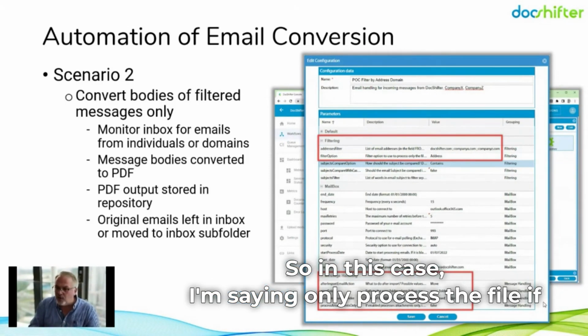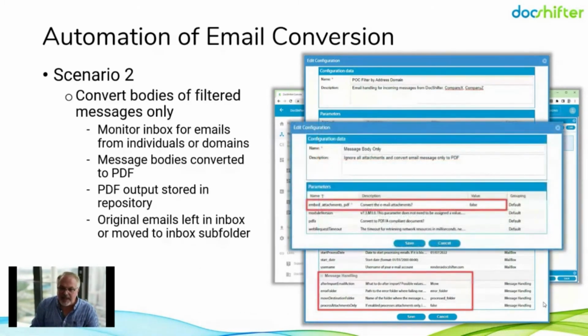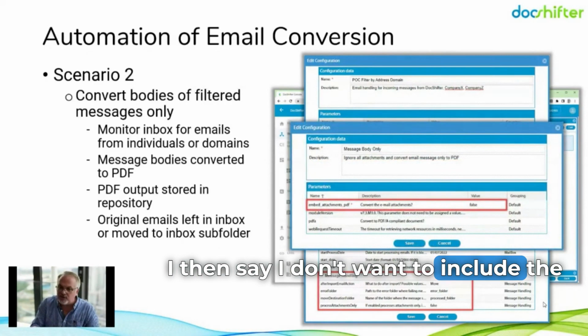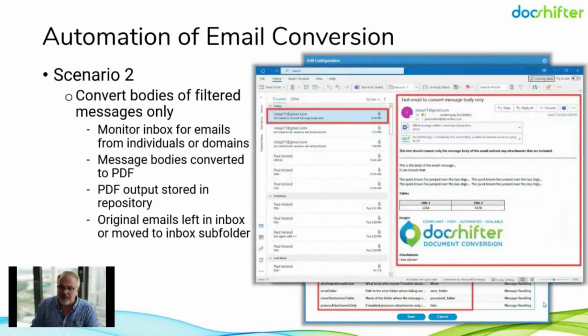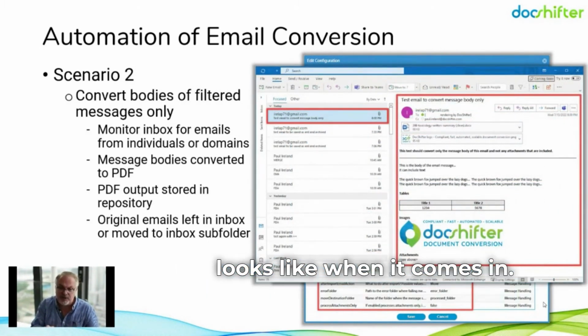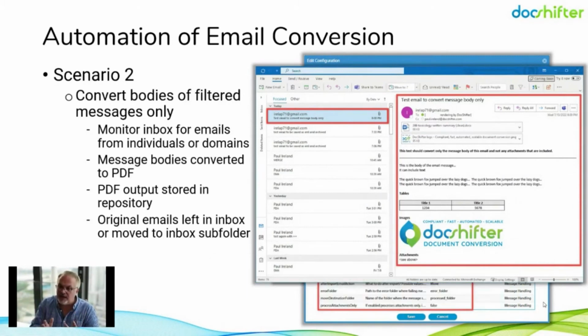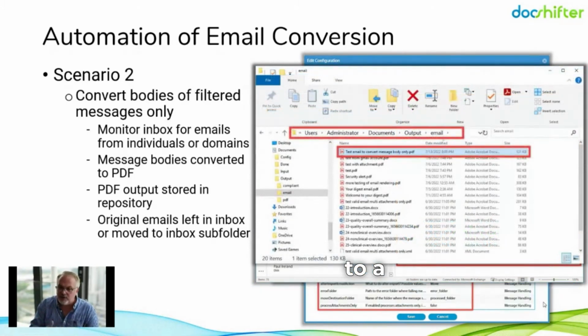So in this case, I'm saying only process the file if it's from certain domains. In this case, I then say I don't want to include the attachments. I just want the message body. So I just set some parameters. The message comes in. Again, nobody has to be involved in this. This is just to show you what the message looks like when it comes in. I have the message body. I have the attachments in my inbox, and that automatically gets converted to a PDF in the correct location.